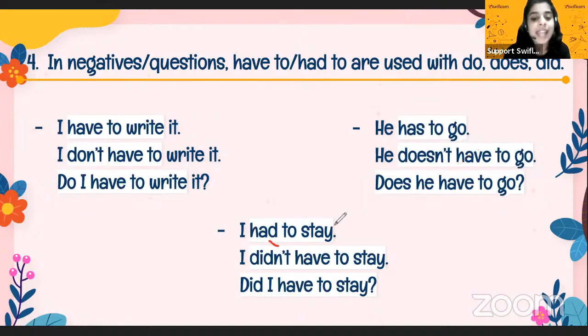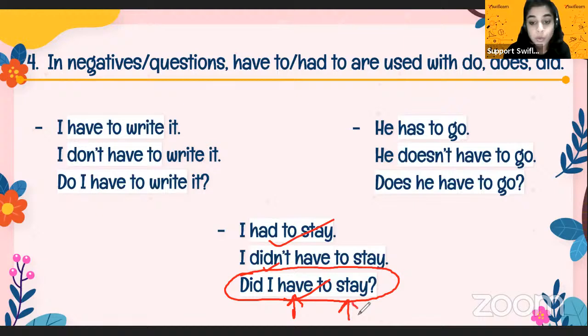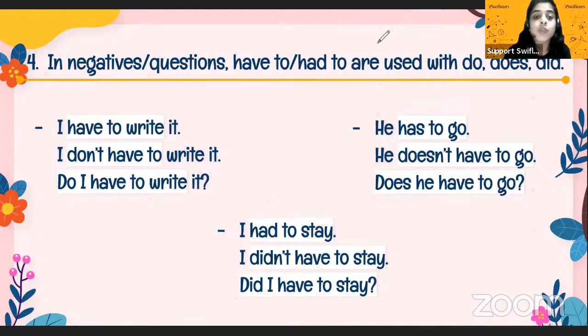Third one, I had to stay. Positive sentence. I didn't have to stay. Negative sentence. Did I have to stay? Question. So here I'm using verbs to ask questions. Did I have? Here have is the helping verb and stay is the main verb. So you need to identify helping verbs and main verbs differently.